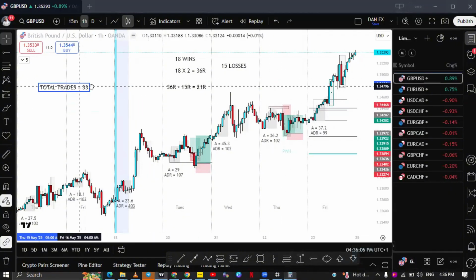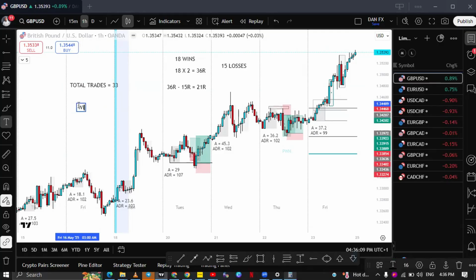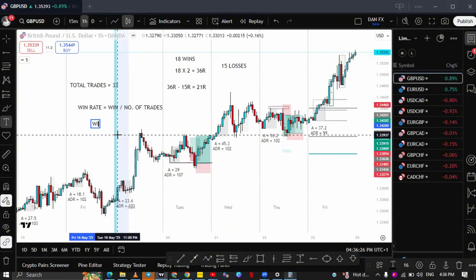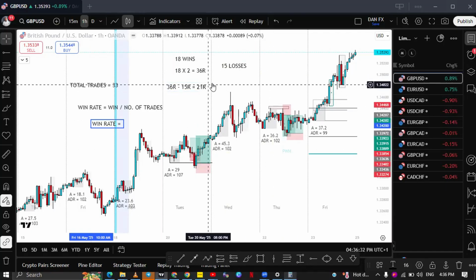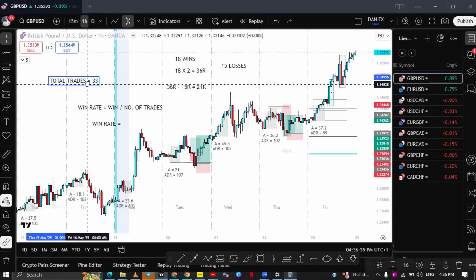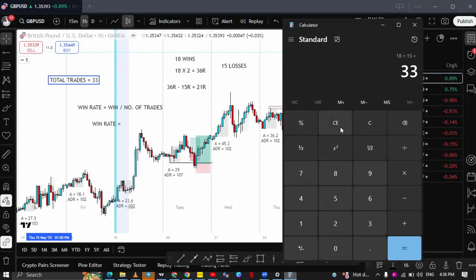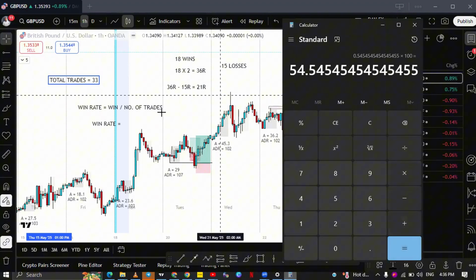So the win rate is going to be equal to wins divided by number of trades. Okay, 33 trades and 18 wins. So we're going to do 18 wins divided by 33 trades times 100. So it's a 54% win rate.